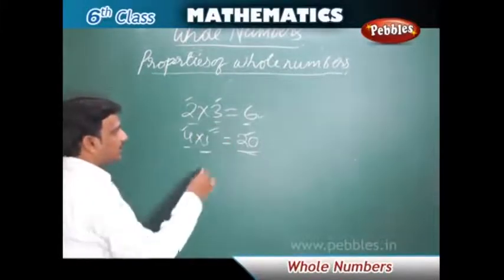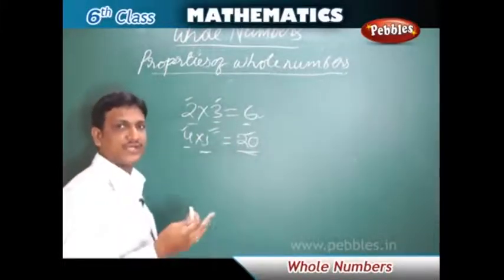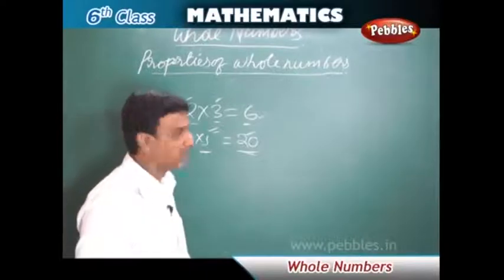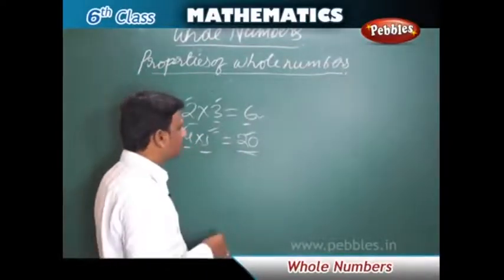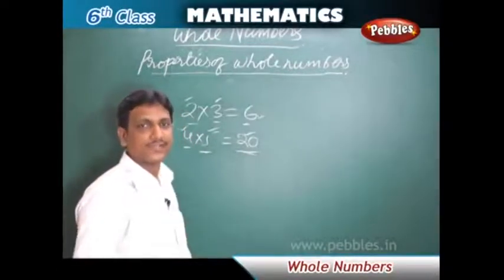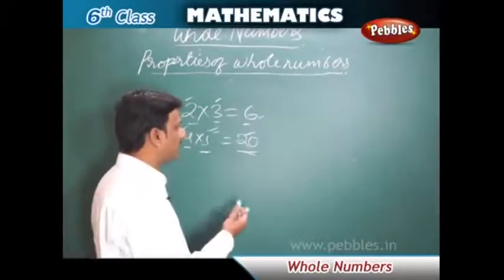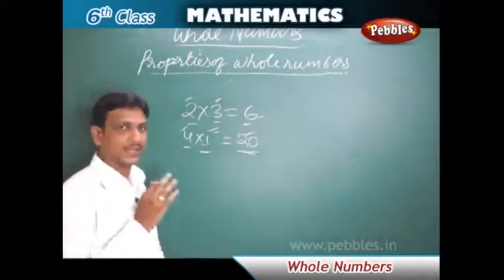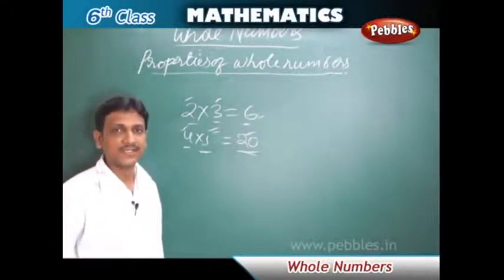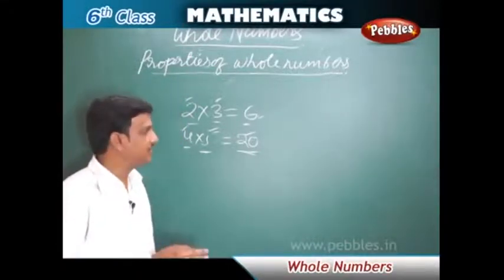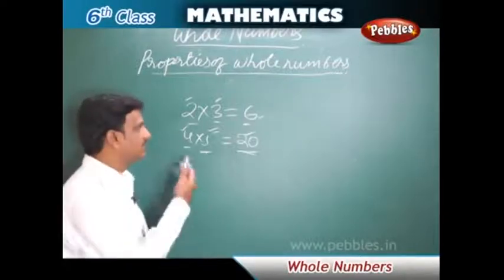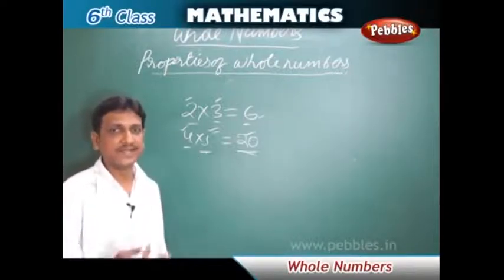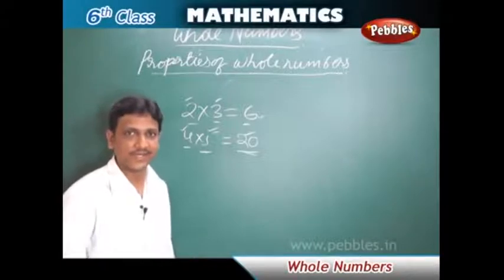So in the previous one we have seen that the sum of any 2 whole numbers gives rise to a whole number. Even here the multiplication of any 2 whole numbers gives rise to a whole number. So what we can say from these 2 examples is that the collection of whole numbers is closed under addition and multiplication. But this is not possible in subtraction and in division. Let us verify.